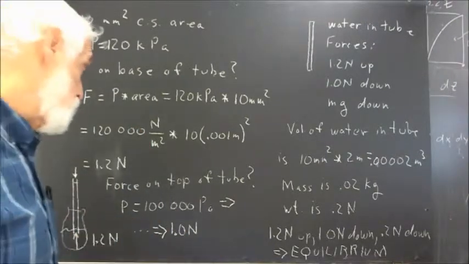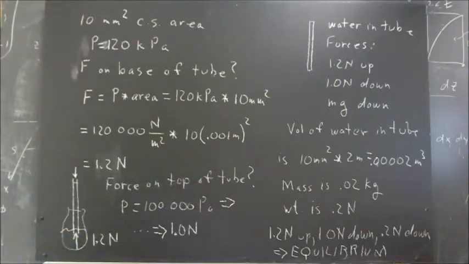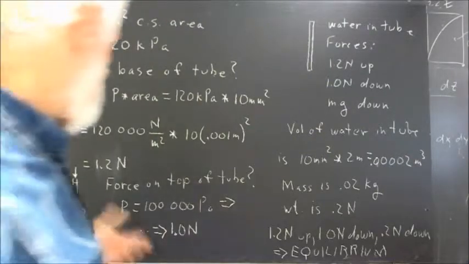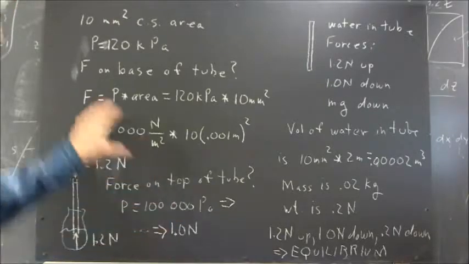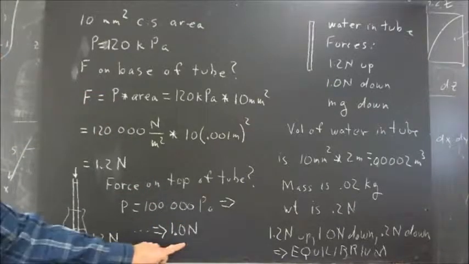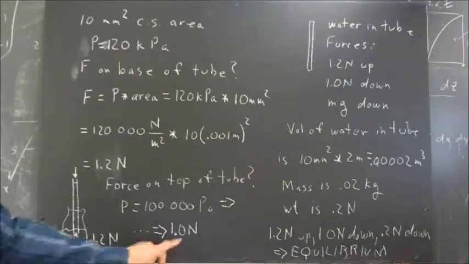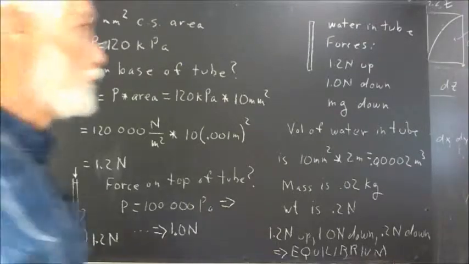Now, the next question is, how much force on the top of the tube? We have 1.2 newtons on the bottom. We have atmosphere pushing down on the top. Well, the atmospheric pressure is 100,000 pascals, and the same type of calculation that I didn't repeat is going to give you 1.0 newtons, which you should confirm.